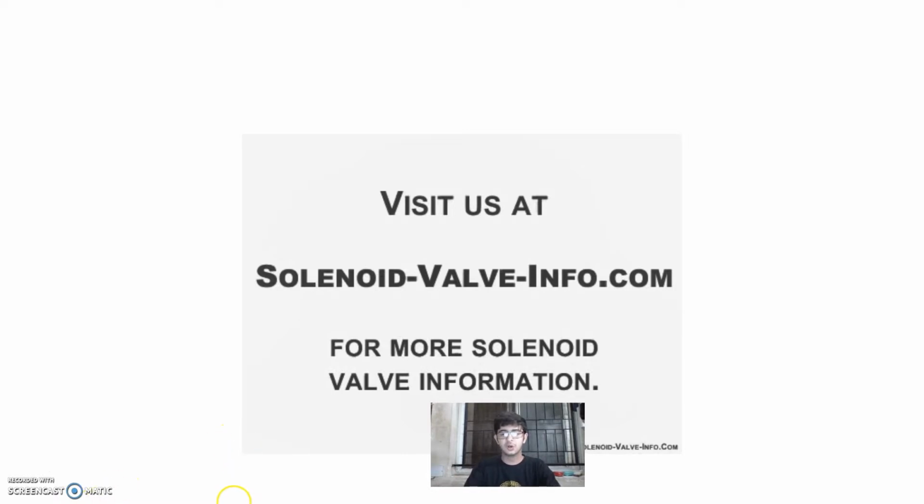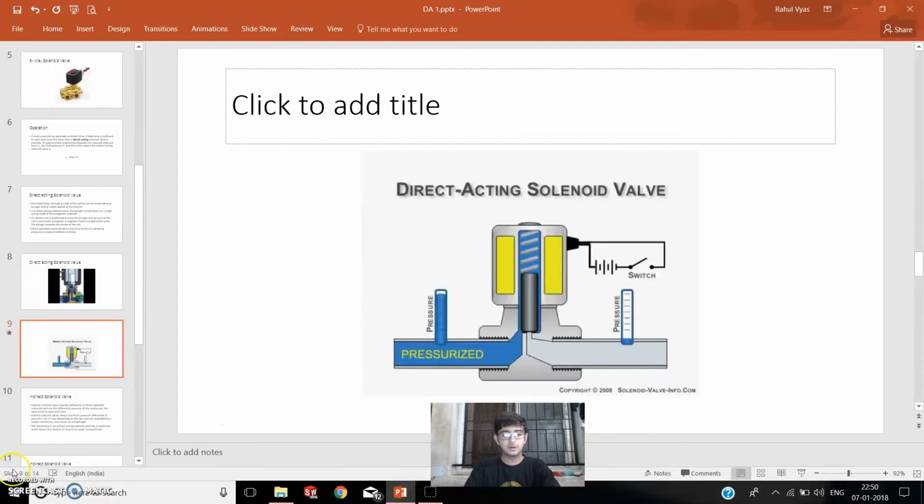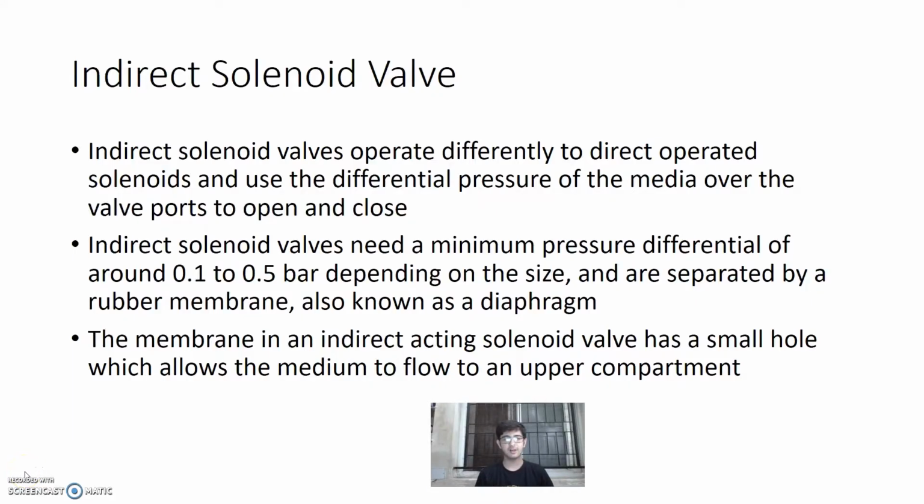Okay. So next thing we'll be talking about is the indirect solenoid valve. Now the indirect solenoid valve works on a different mechanism from the direct solenoid valve. The main difference is that an indirect solenoid valve consists of one diaphragm which moves up and down to control our flow.